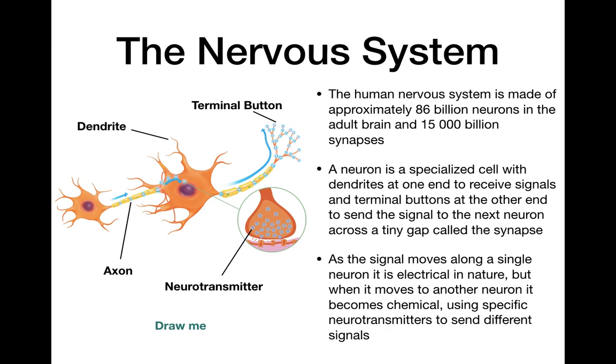So as the signal moves down the axon of the neuron, this long tail part that can be quite long in some nerves, that signal is an electrical signal, but it will change into a chemical signal at the synapse right here. And the chemical signal will send different kinds of information based on which chemical is being sent. The different chemicals that can be sent are called neurotransmitters. So you need to draw this diagram. I show you to draw very clearly two neurons and the zoom in of the synapse. Okay? All these little circles in here are packets of neurotransmitter.